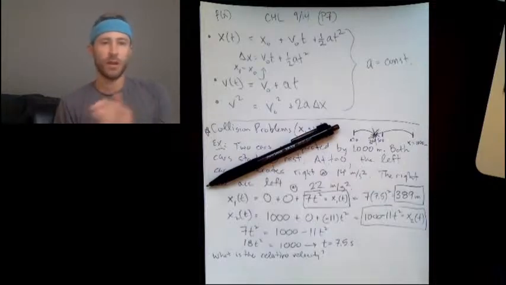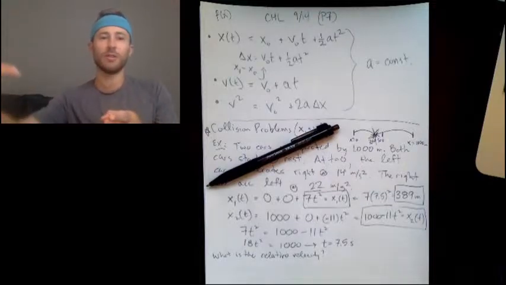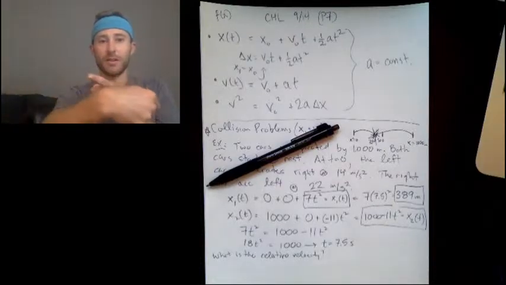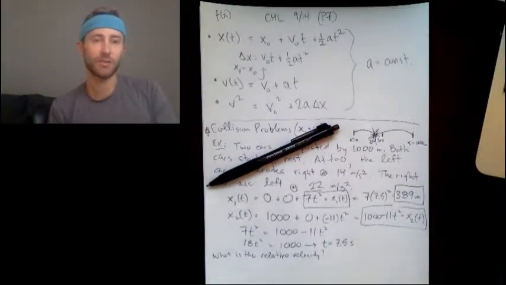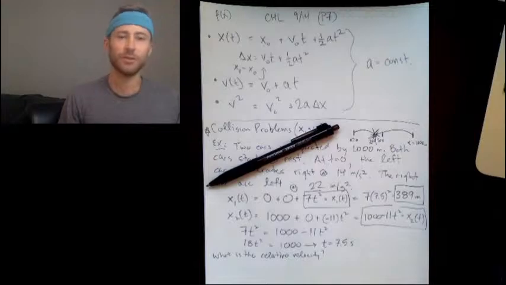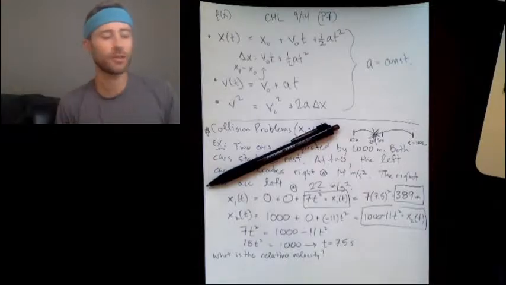If you're on the freeway and you're going at 60 miles per hour and the person in the other lane is going at 60 miles per hour in the opposite direction, that's a relative velocity of 120 miles per hour. Okay? So you combine the two, 60 plus 60.